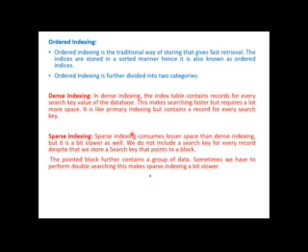Ordered indexing is one of the traditional ways of sorting for fast retrieval. Moreover, it is further divided into two categories: dense indexing and sparse indexing. Dense indexing means the index table contains records for every search key in the database. So what is the use? It always makes searching faster, but requires a lot more space. That is a drawback.